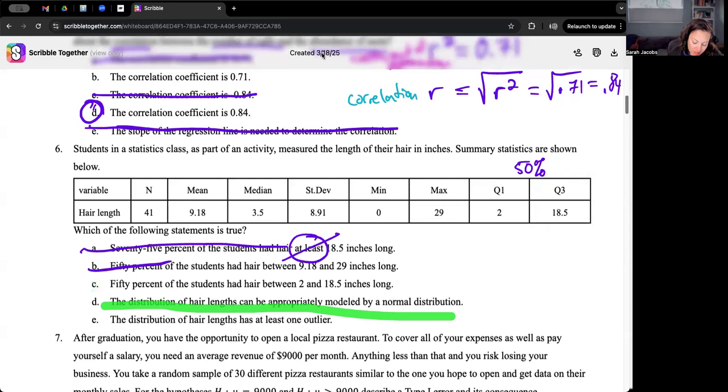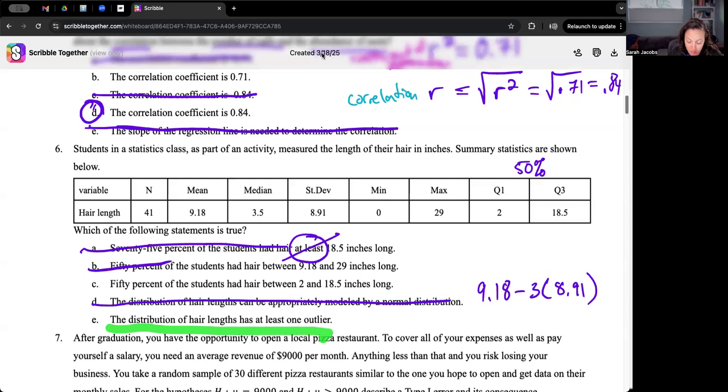The distribution of hair lengths can be appropriately modeled by a normal distribution. Normal distributions should encompass pretty much all of the data within 3 standard deviations above and below the mean. There's a problem if we say 9.18 minus 3 times 8.91. That's going to be extremely negative, which is going to be certainly painful, if not deadly. Negative hair is not something that is reasonable, so we can't model this with a normal distribution. And then the distribution of hair lengths has at least one outlier.